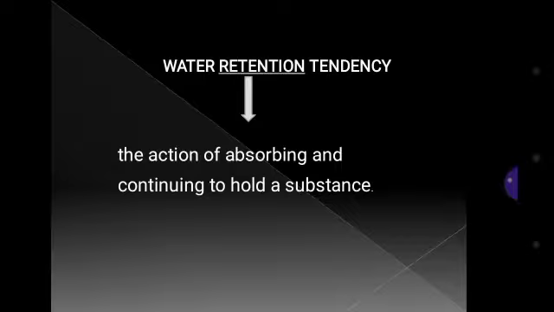Second one is water retention tendency. Firstly, we see the meaning of retention. Retention means absorbing and continuing to hold a substance. That is how it absorbs water and holds water. Water absorption tendency and water retention tendency both are helpful for the plants to grow.